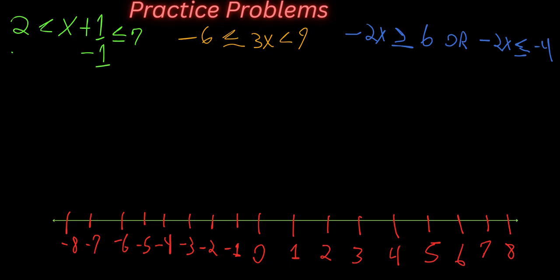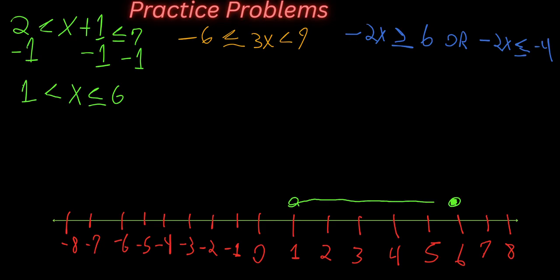So we have an AND statement for the first one. So we're going to subtract 1 to isolate the variable, and we'll find that 1 is less than x, which is less than or equal to 6. All right, so now we've solved that inequality. We just have to graph it. So we'll have a shaded circle at 6 because it's less than or equal to. We'll have an open circle at 1. And now with an AND statement, every value between 1 and 6, including 6 but not including 1, will satisfy the inequality.